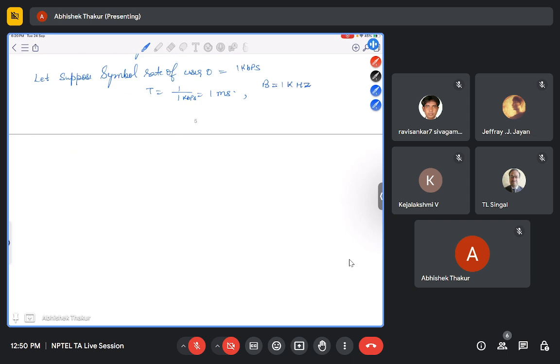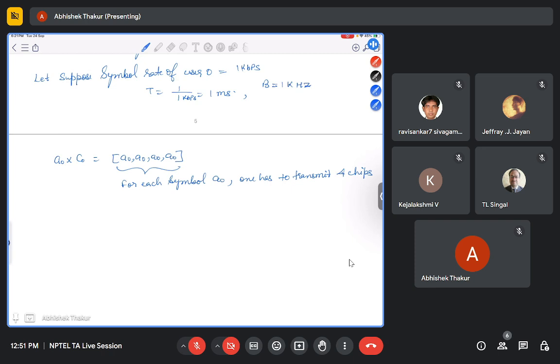Now the symbol a naught is multiplied with the corresponding code. So a naught is multiplied with c naught, and it becomes a naught, a naught, a naught, a naught. Thus, for each symbol a naught, one has to transmit 4 chips.